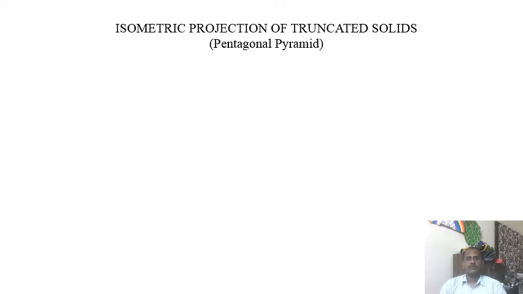Now let us get into the next problem. Here we are going to draw the isometric projection of a truncated solid. As you know, truncation means when you have a solid cut by a cutting plane which is inclined and the top portion removed. The left out is called the truncated solid. Now we are going to draw the isometric projection of a truncated solid which is a pentagonal pyramid.